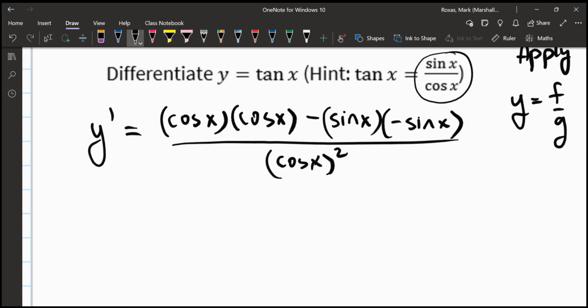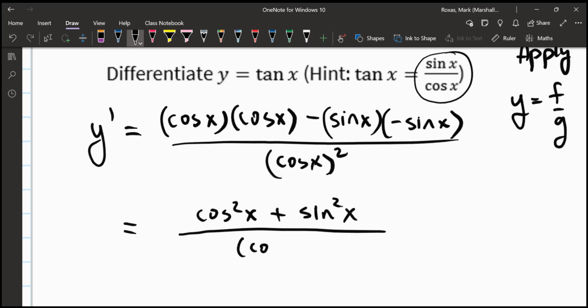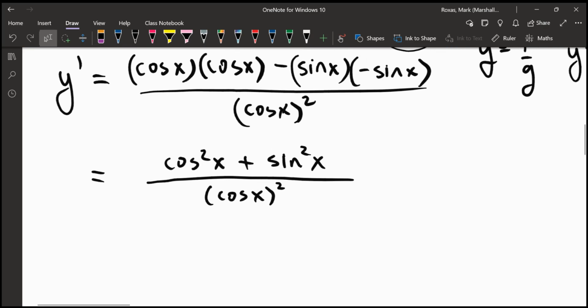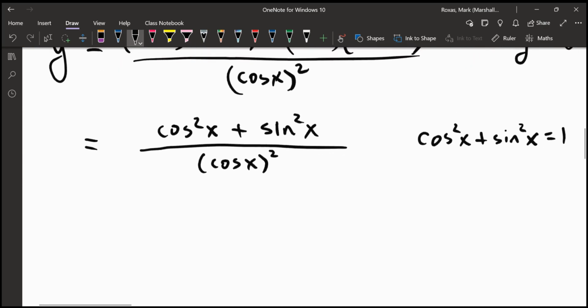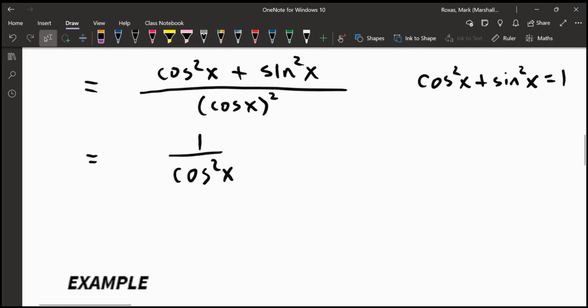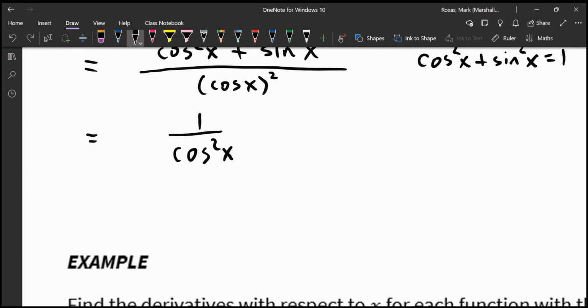Okay, so what you might start to notice is that you have a cosine times a cosine, which is a cosine squared, and you have a sine times a sine, which is a sine squared. Two negatives make a positive, so I have plus sine squared. And so the numerator just becomes something that looks like the Pythagorean identity. The Pythagorean identity says that cosine squared of x plus sine squared x is equal to 1. And so we can replace the numerator with 1, and we still have the denominator cosine squared x, and that's simply one of the reciprocal identities.